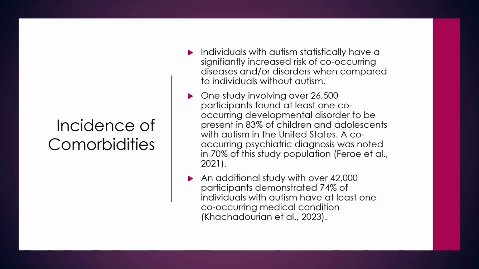Incidence of comorbidities. Individuals with autism statistically have a significantly increased risk of co-occurring diseases and/or disorders when compared to individuals without autism. One study involving over 26,500 participants found at least one co-occurring developmental disorder to be present in 83% of children and adolescents with autism in the United States. A co-occurring psychiatric diagnosis was noted in 70% of this study population. An additional study with over 42,000 participants demonstrated 74% of individuals with autism have at least one co-occurring medical condition.